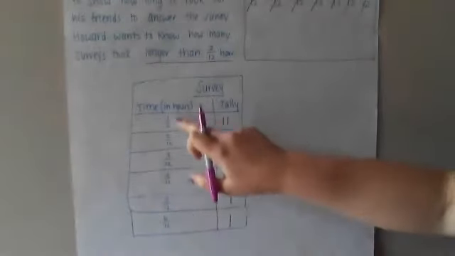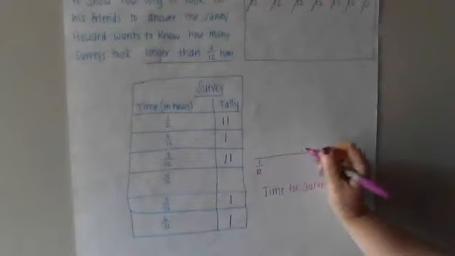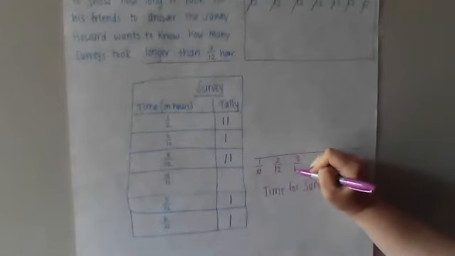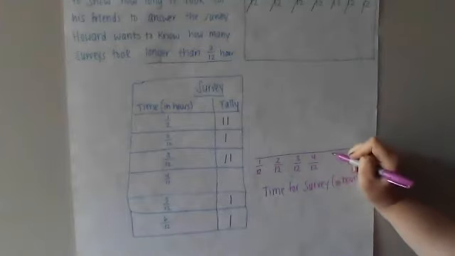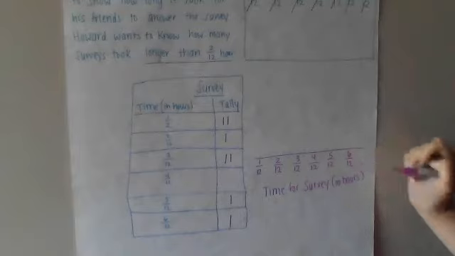Okay, now my data points for the bottom are going to be the fractions of time. So I have 1/12, 2/12, 3/12, 4/12, 5/12, and 6/12. Those are the times that we're working with.